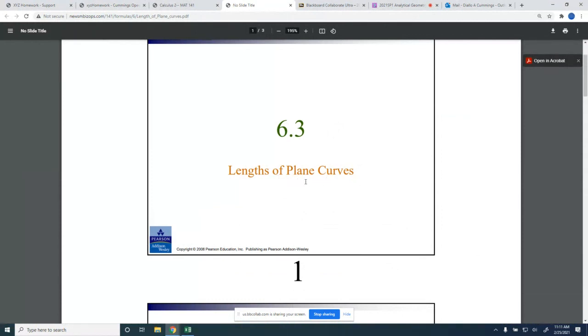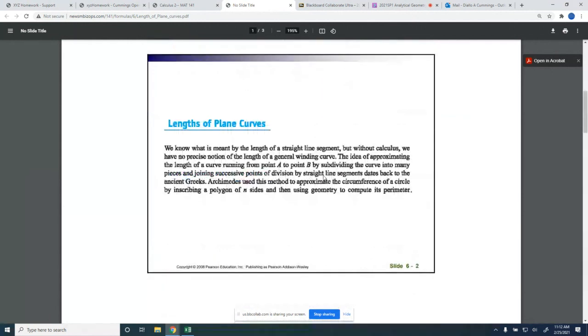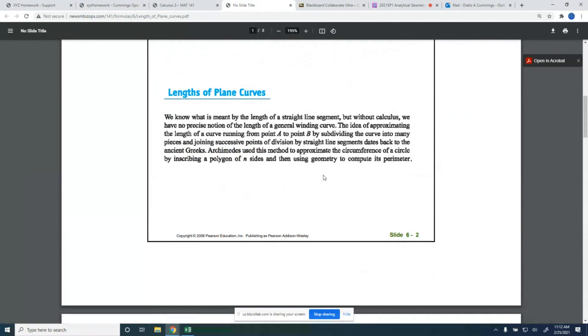So notice there's a kind of a play on words as far as arc length and the length of plane curves. Basically we know what is meant by the length of a straight line, but without calculus, we have no precise method of measuring a general winding curve. So in essence, a curve that's not straight. The idea is approximating the length of a curve running from A to B by subdividing the curve into many pieces.